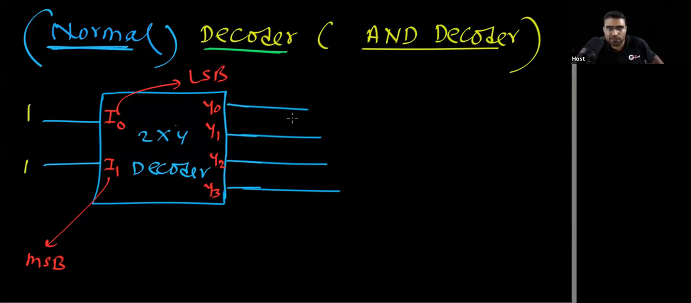And finally, if I apply 1, 1, then this line will be 1, all lines will be 0. Okay. Let's move on now. So we have seen what is the decoder. Both of them we have seen.